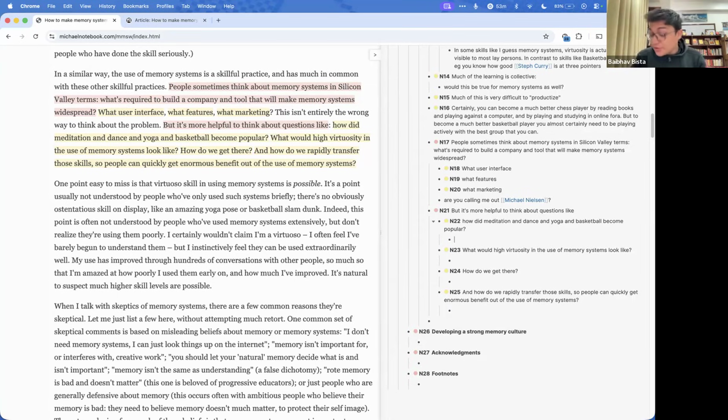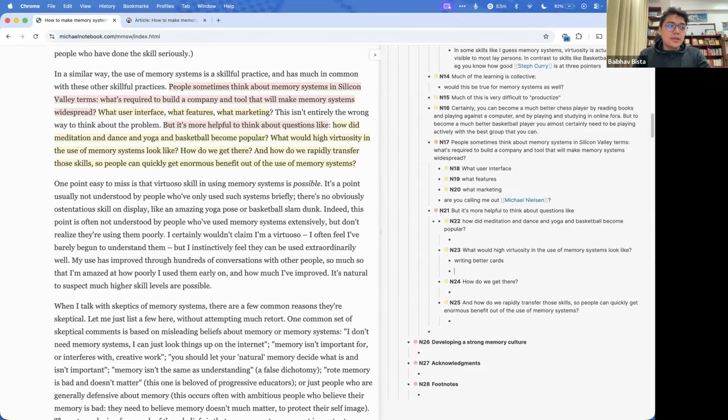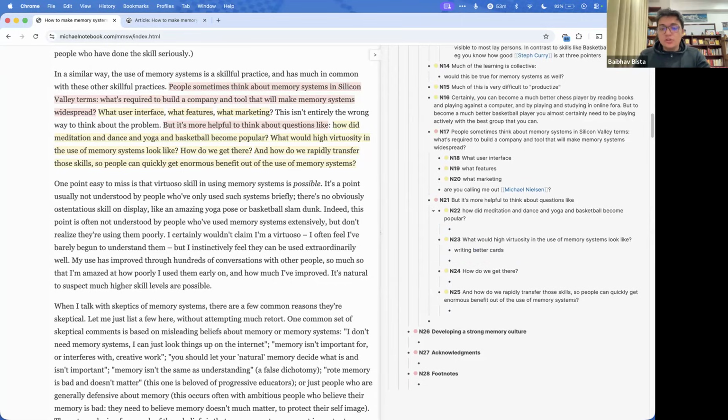But the second question is actually more interesting. What would high virtuosity in the use of memory systems look like? And it might look like writing better cards, right? Writing better cards, writing better prompts, and I think this is one of the major things. The other thing is realizing, on a meta level, what things to write cards for, what not to.